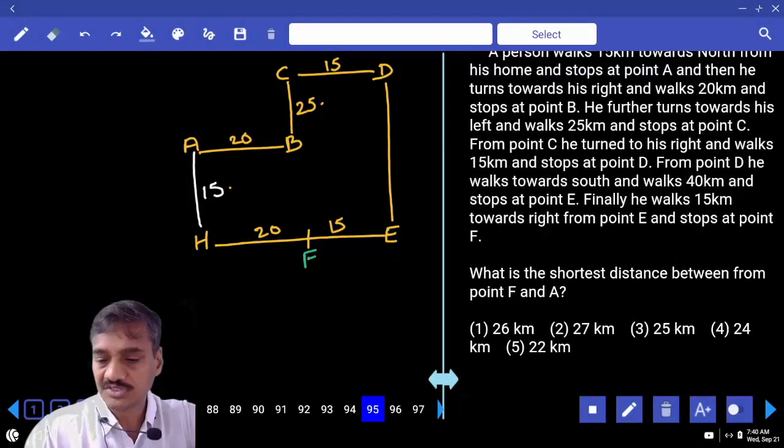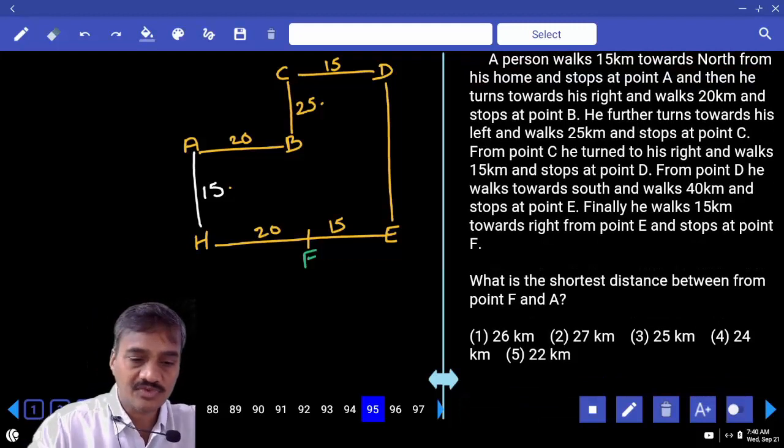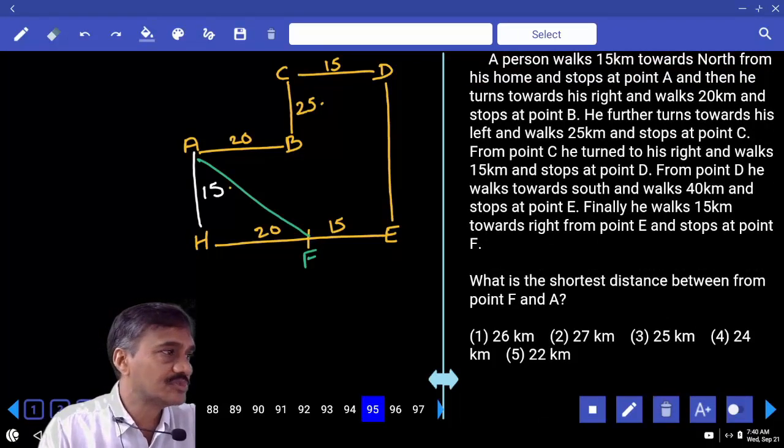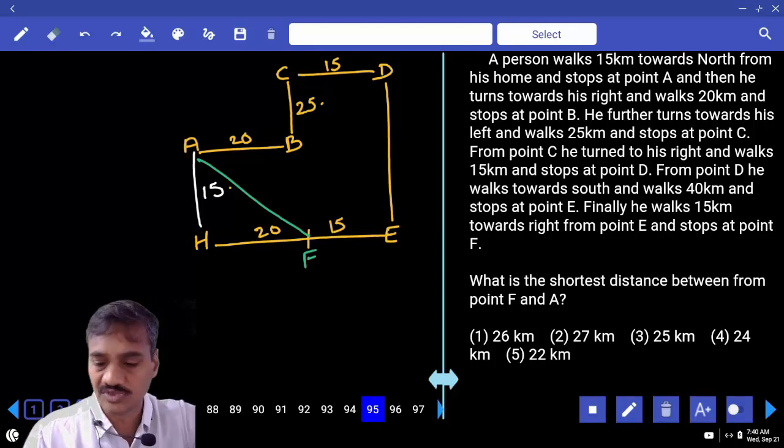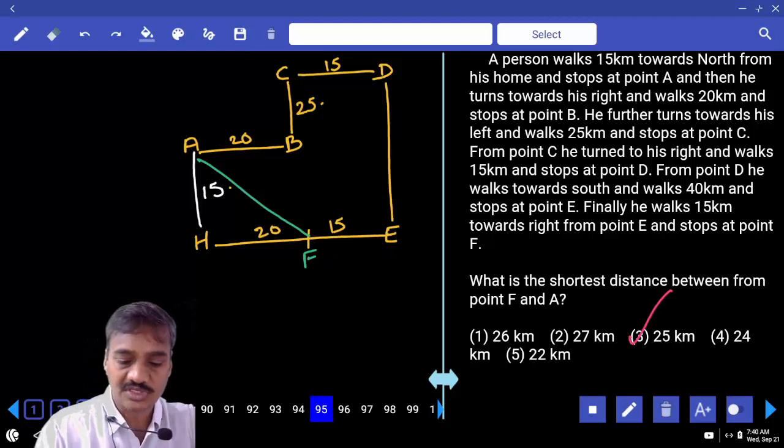Then what is the shortest distance between A and F? Now we need to find the distance between these two. 20 squared is 400, 15 squared is 225. The sum of these two is 625. The square root of 625 is 25, choice 3, 95.